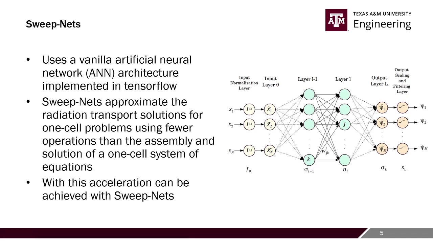And so the way that we propose to speed up this program is by using sweep nets. We use a vanilla artificial neural network architecture implemented in TensorFlow, and the sweep nets approximate the radiation transport solutions for one-cell problems using fewer operations than the assembly and solution of a one-cell system of equations. And this fact means that acceleration can be achieved with sweep nets by speeding up the individual cell solves.